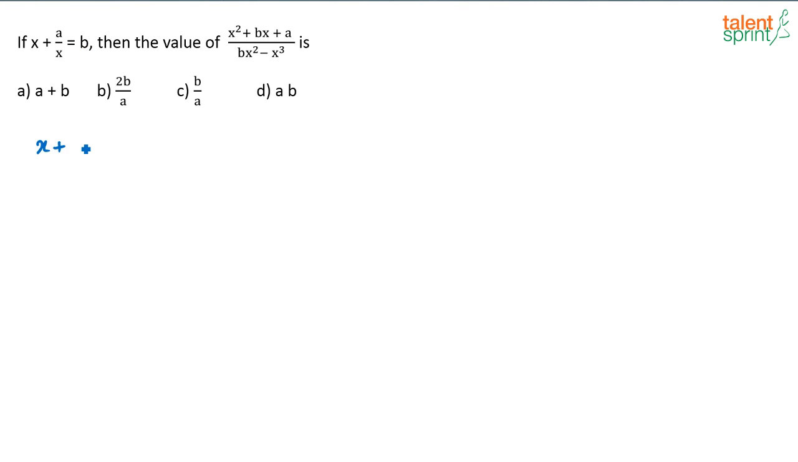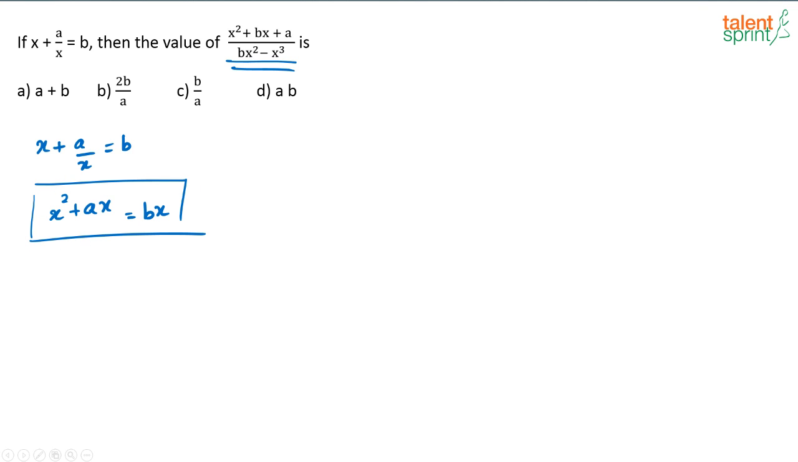x plus a by x is equal to b. That is what is given. You have to find out this value. So first what I am going to do is take the LCM here. So what will I get? I will get x squared plus a over x is equal to b, or I can say x squared plus a is equal to bx. So this is what I get from the first expression. Okay, I am keeping it there.